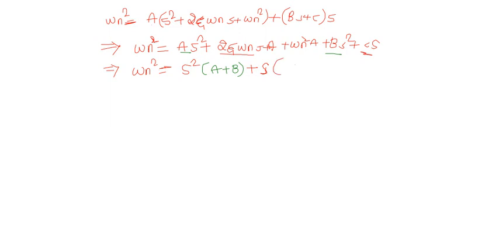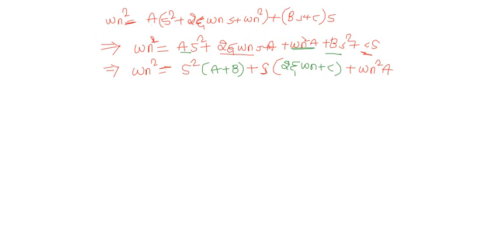2 zeta omega n, 2 zeta omega n and plus C. Similarly, how many constant terms are there? Only one constant term, that is omega n square into A. So I am writing that one, omega n square into A.